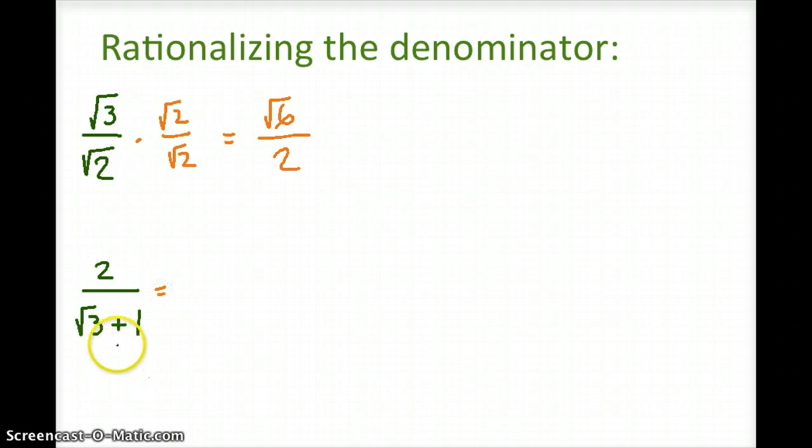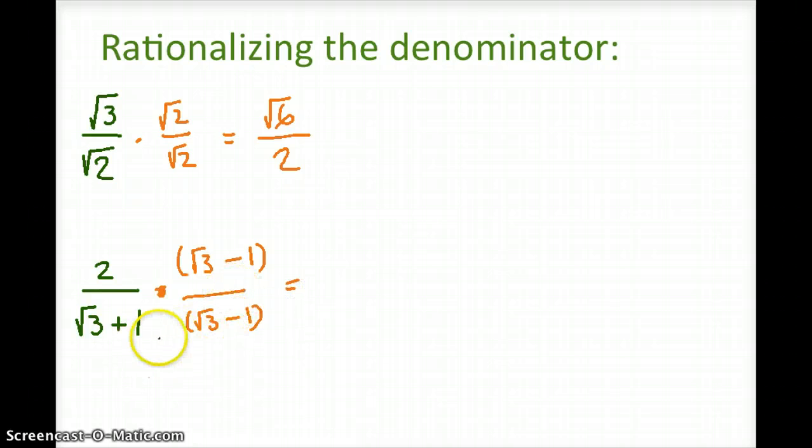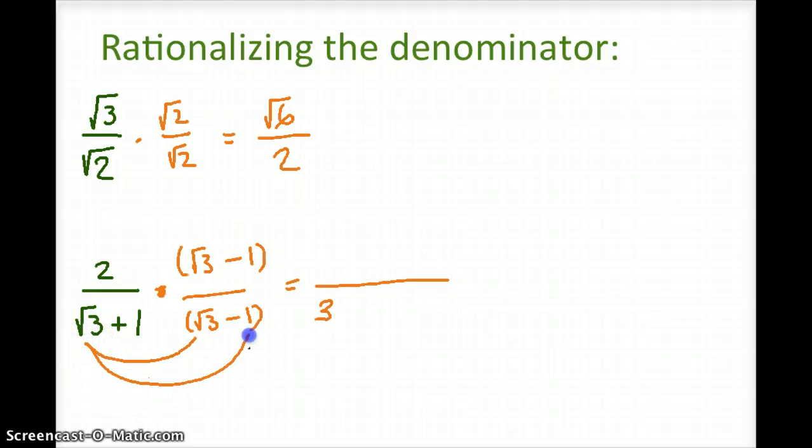But sometimes, like for this problem, you have a radical on the denominator, but you can't just multiply by root 3. So in this case, we're going to multiply this by root 3 minus 1, and we're going to do that to both the numerator and the denominator, because that equals 1. And we do this because when we multiply the denominator, we have root 3 times root 3, which is just 3. Then we have minus root 3. Then we have plus root 3. And then we have minus 1.